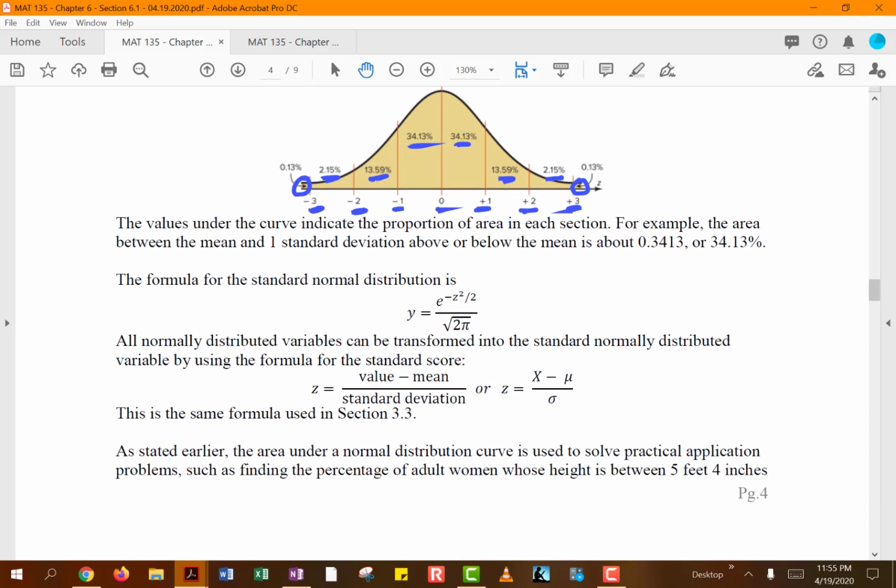Okay, alrighty. Now basically the idea is the values under the curve can also be thought of as the proportion of the area. So if they are saying, for example, the area between the mean and 1 standard deviation above or below the mean is going to be 0.3413, or approximately 34.13%. So you can also think of that as the value under the area giving you the proportion of the area in each section.